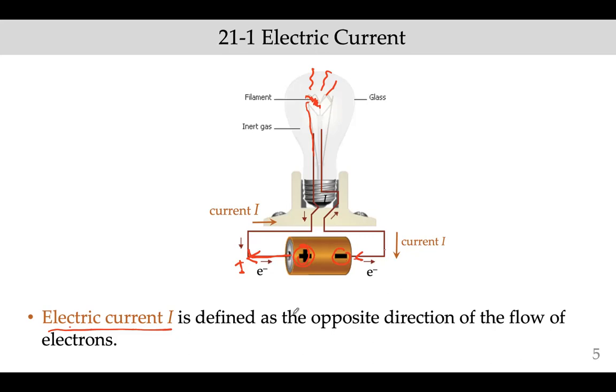It's a historical definition. Back in the day, people probably thought that current is carried by positive particles, but the definition is stuck, so we have to use it. The bottom line is that electric current direction is defined as the opposite direction to the flow of electrons.